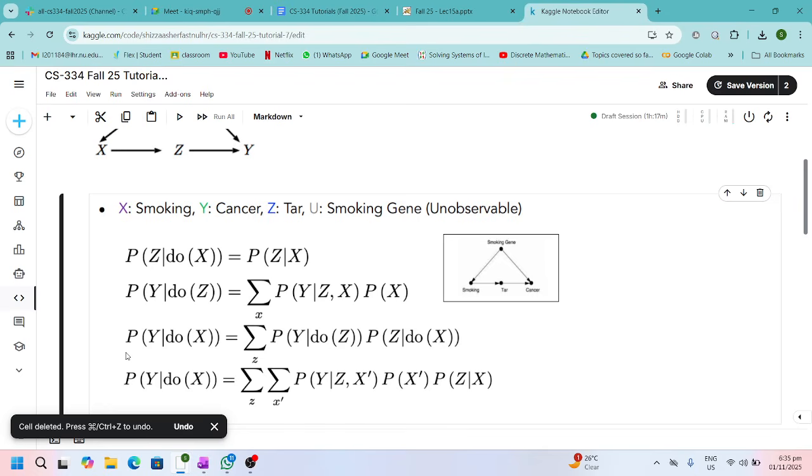This is the front door criterion. Probability Y do X equals summation Z probability Y do Z into probability Z do X. So अब मैं जो दोनों चीजें multiply कर रही हूँ actually ऊपर I have already expanded them. So in the last step, I just perform a simple substitution. I will pause over here and give you guys a few seconds to go through this actually. And then we will look at an example hands-on.